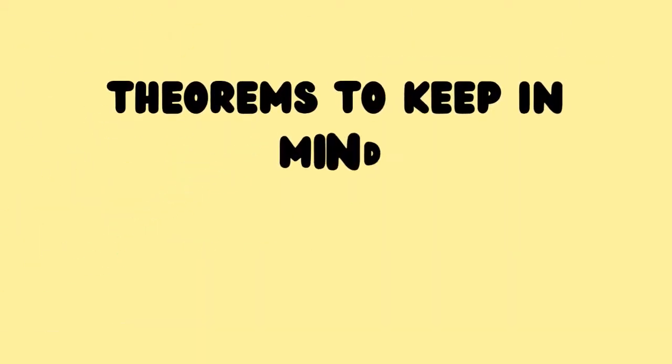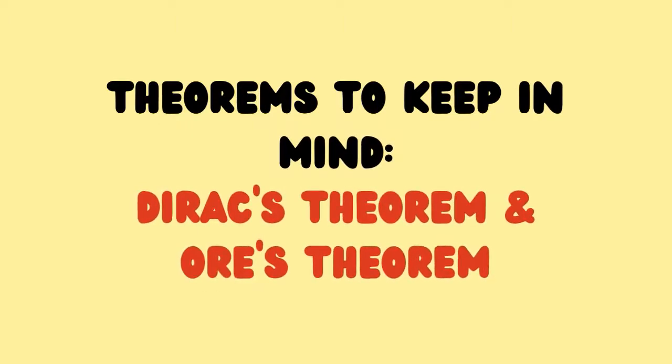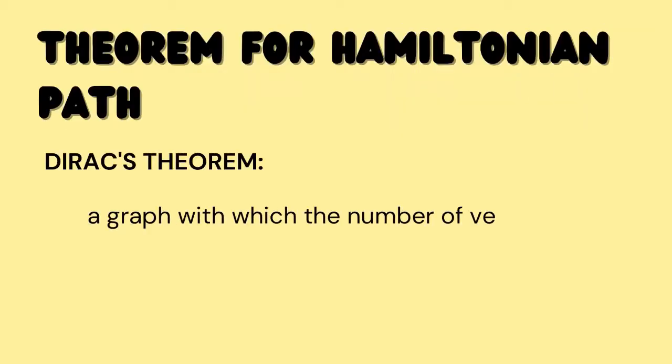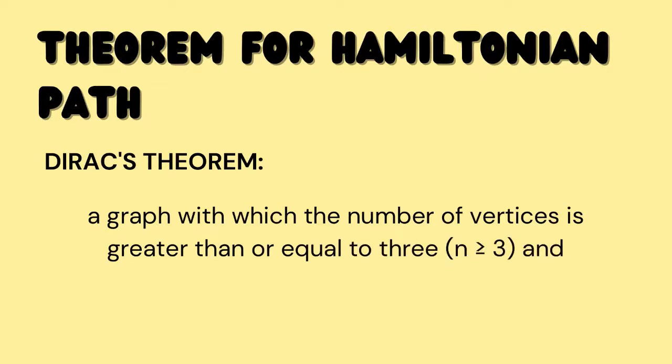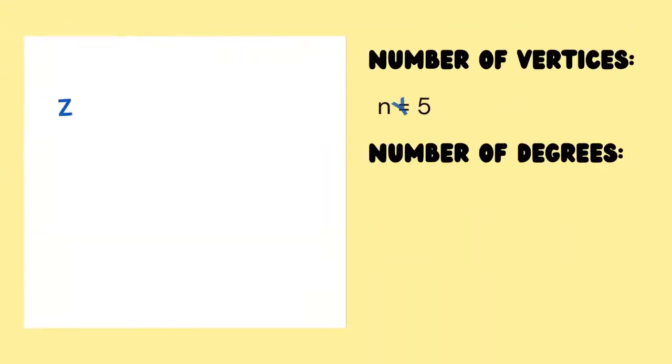Moreover, just like with the Eulerian path, the Hamiltonian path has theorems to determine if a graph has a Hamiltonian path or a Hamiltonian circuit. These theorems are called Dirac's theorem and Ore's theorem. Dirac's theorem says that for a graph in which the number of vertices n is greater than or equal to 3, and every vertex has a degree of at least n over 2, the graph is Hamiltonian.